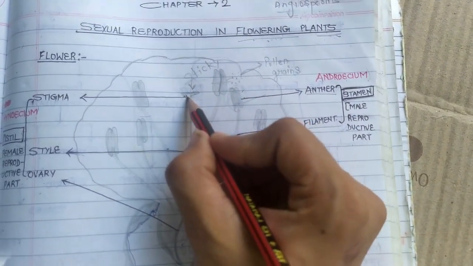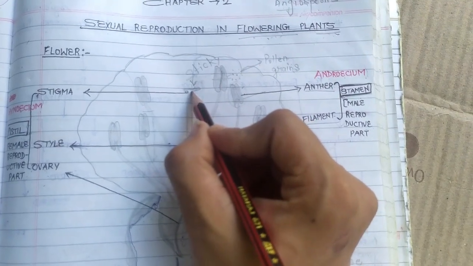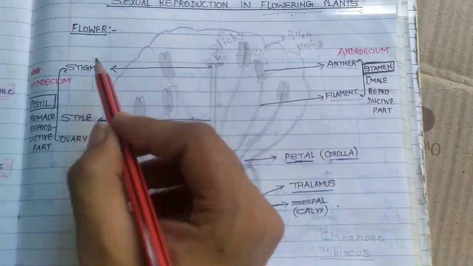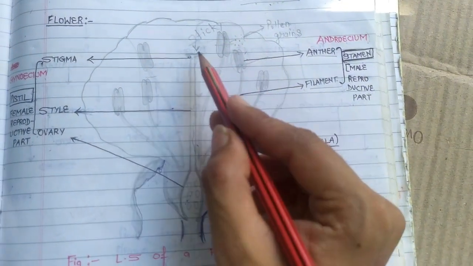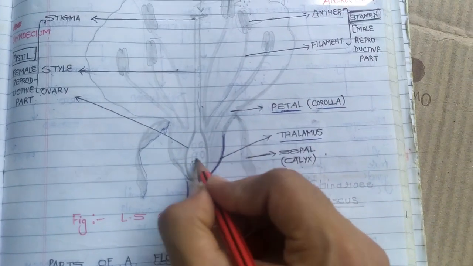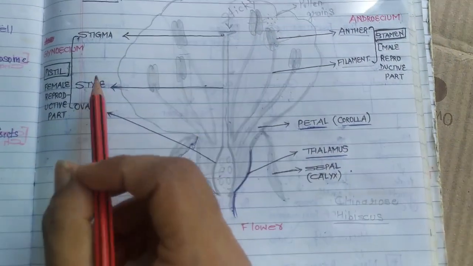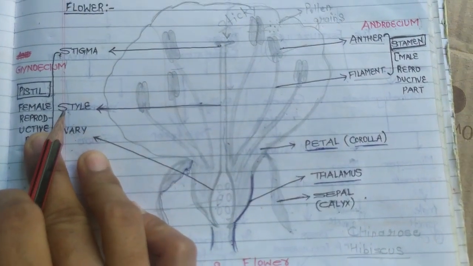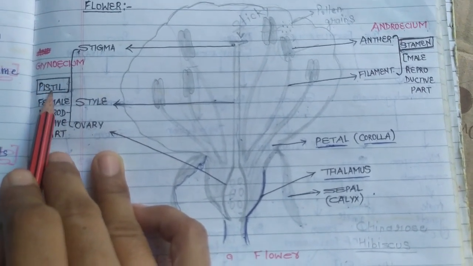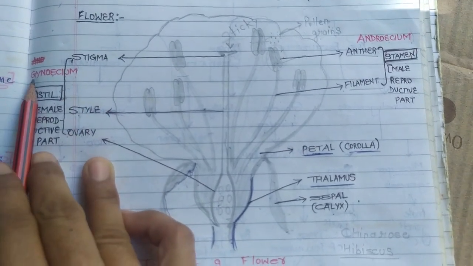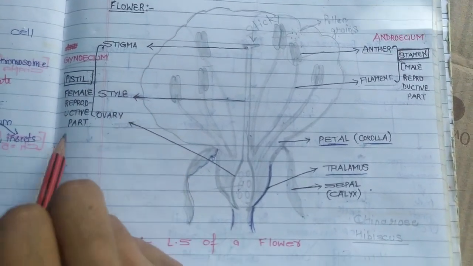Why is it sticky? It is sticky so that when the male reproductive part releases pollen grain, it can easily attach to this part. After this stigma, a long tube-like structure is present which is known as style. Through this style, the male gamete comes to the base, and the basal swollen part is known as ovary. Ovary contains the female gametes. Stigma, style, ovary, together we call it pistil. Remember that stigma, style and ovary is known as pistil, and pistil is the female reproductive part which is also known as gynoecium. Why? Because it is the female reproductive part.